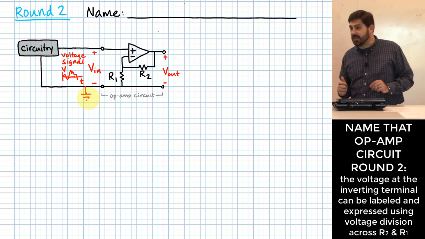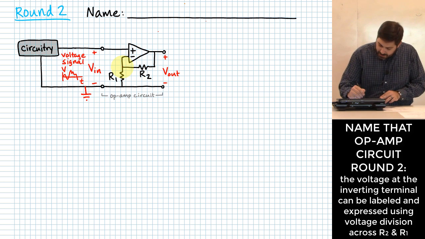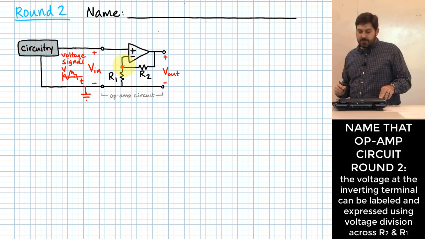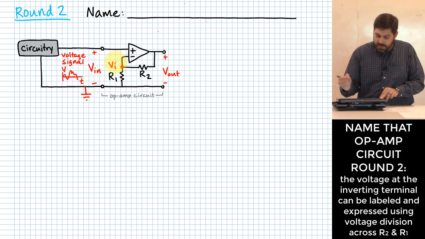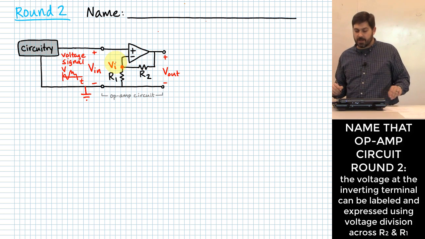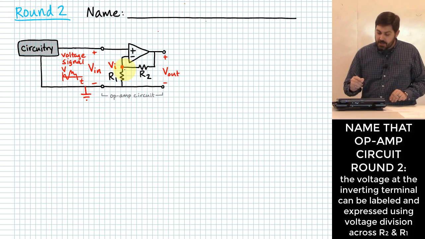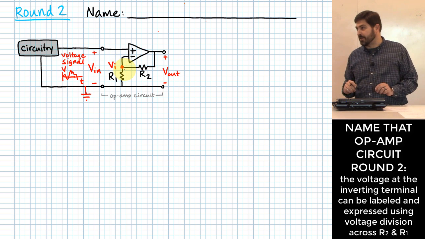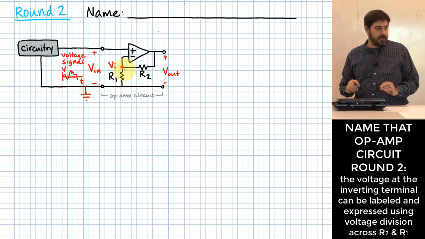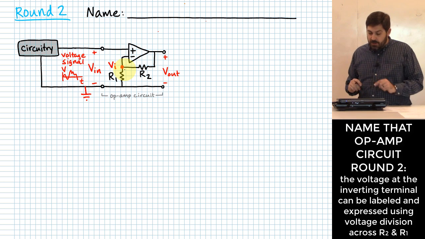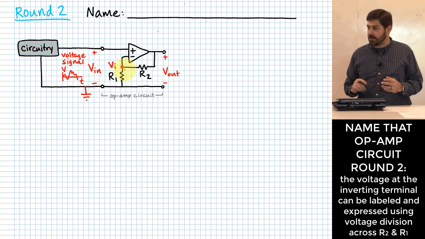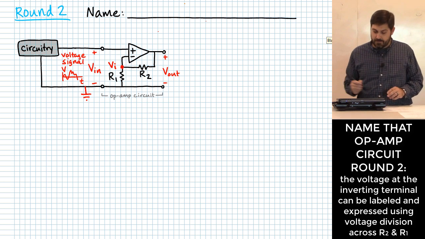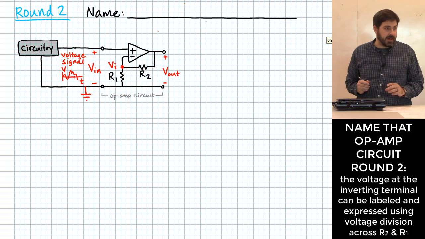Let me seed an idea right here. What if I label a voltage right here, and I'll just call it V sub I, just to give it a name. V sub I is the voltage right in between those two resistors. Now, can I figure out what VI is in terms of other parameters that I have for my circuit? What would be a good tool to be able to do that?